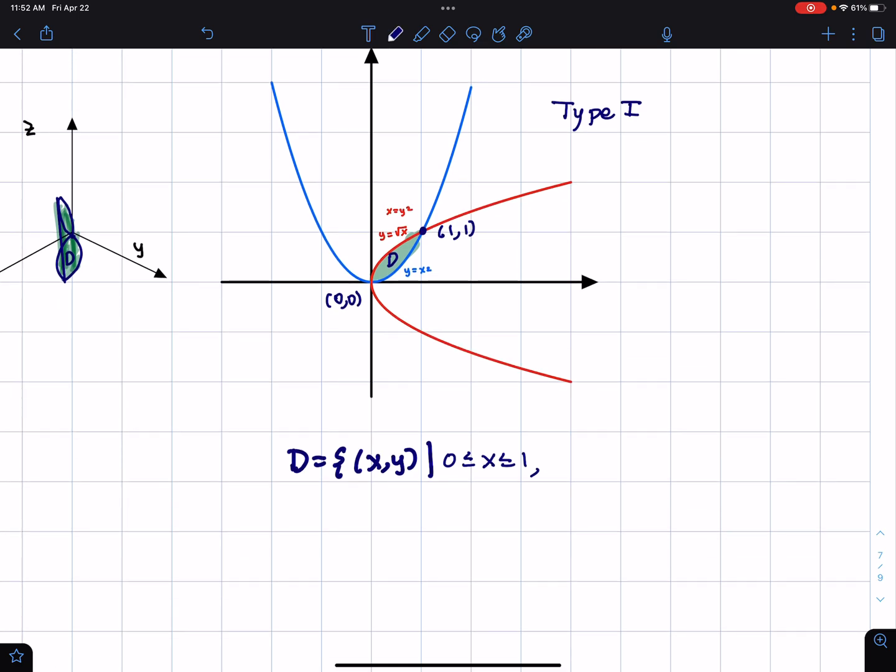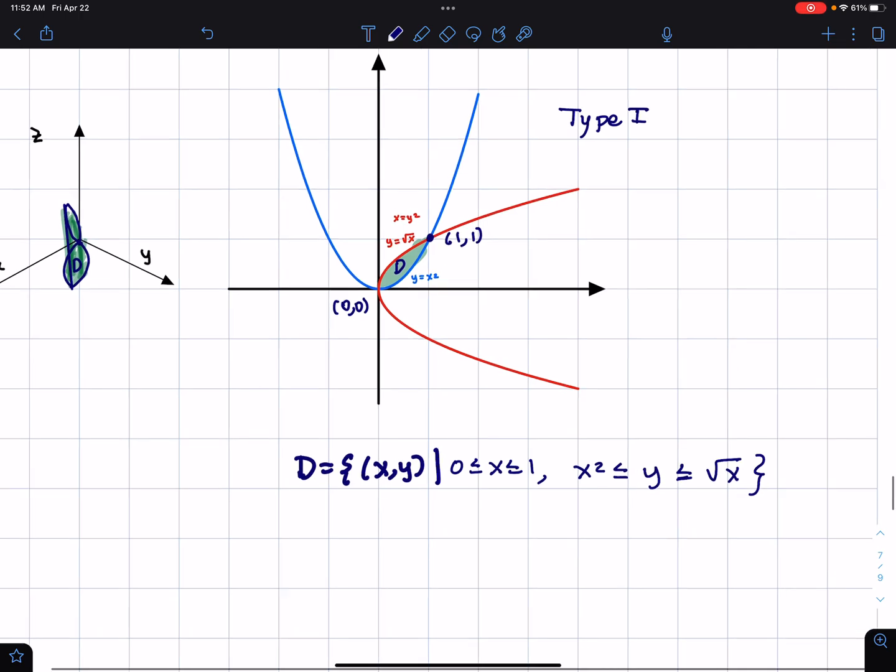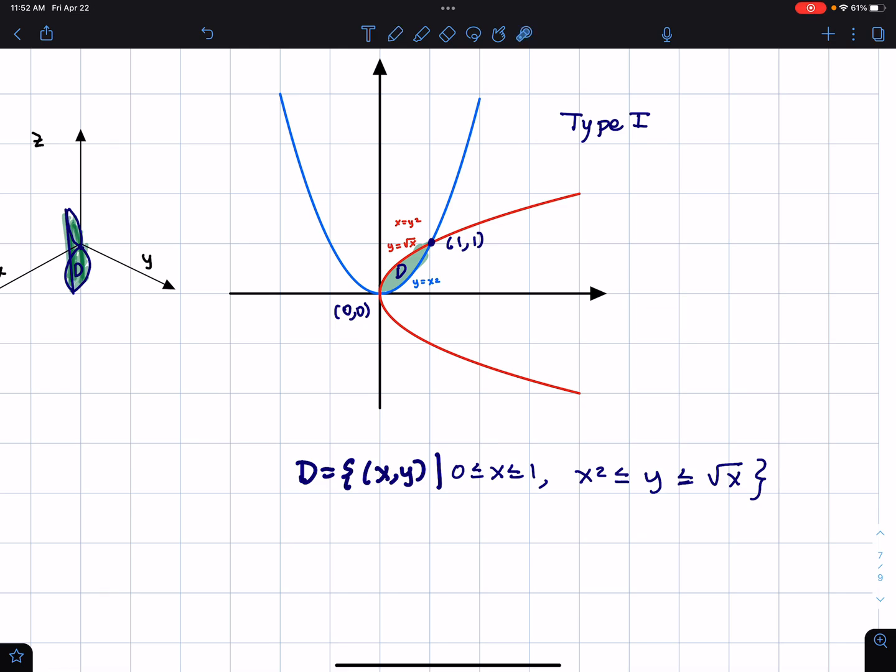Y is bounded by the function x squared and the function square root of x. We're going to integrate the square root of x, so I'm going to rewrite that as x to the 1/2 later. But this is how we describe a type 1 function. Y is between two functions of x, and x is between these two numbers. And our volume is equal to the integral over a region D of the function f(x,y).